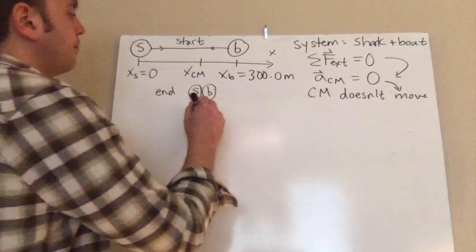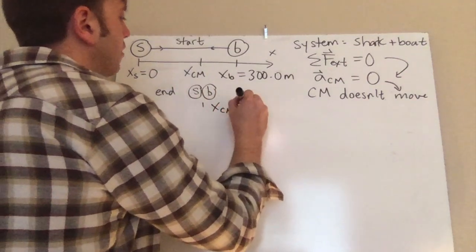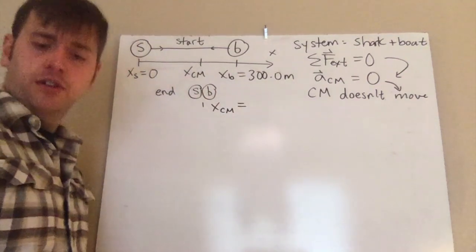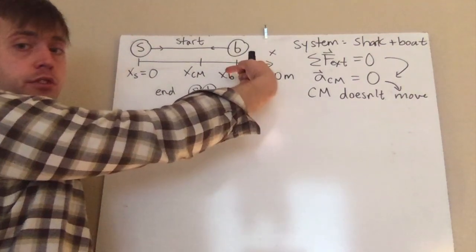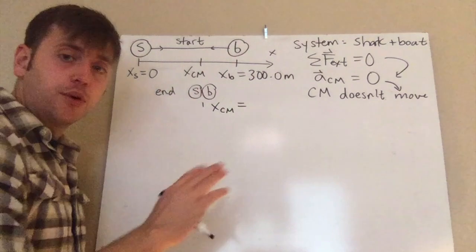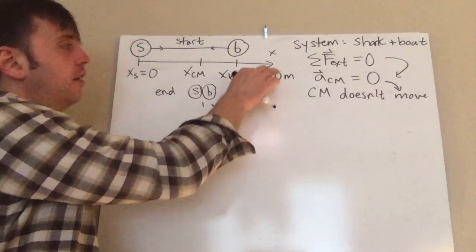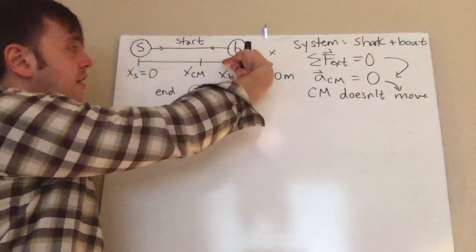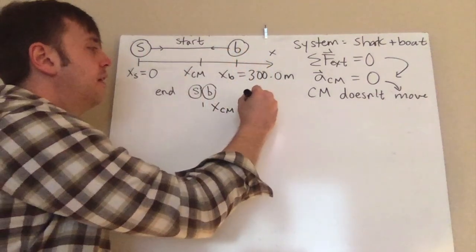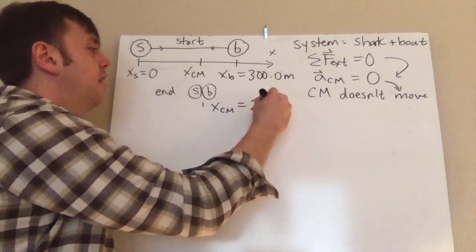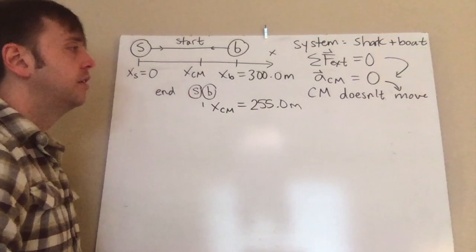So, okay. So now we know they meet at the center of mass. Do we know what that position is? Well, actually we do. We were given that the boat moves towards the shark 45 meters. So if it starts off at 300 meters as its x-coordinate, it's going to end up after it's moved 45 meters this way at 255 as its x-coordinate. And again, that's the center of mass.